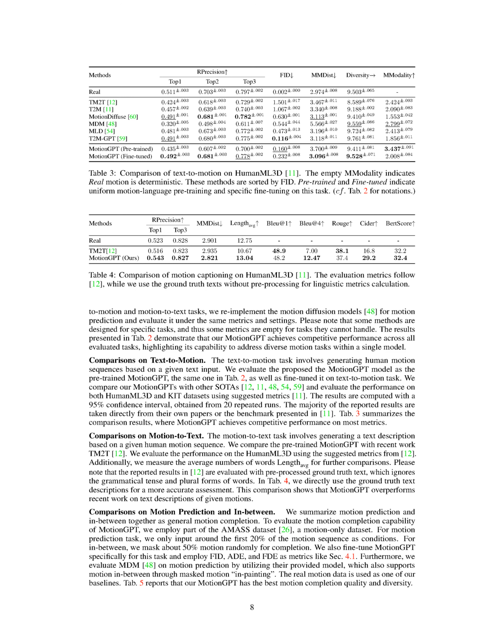Here, we utilize a section of the AMASS dataset, a motion-only collection, to test the motion completion ability of MotionGPT. We give the first 20% of the motion sequence as conditions for the motion prediction task, and for in between, we mask about half the motion randomly for completion. We fine-tune MotionGPT specifically for this task and use FID, ADE, and FDE as evaluation metrics.